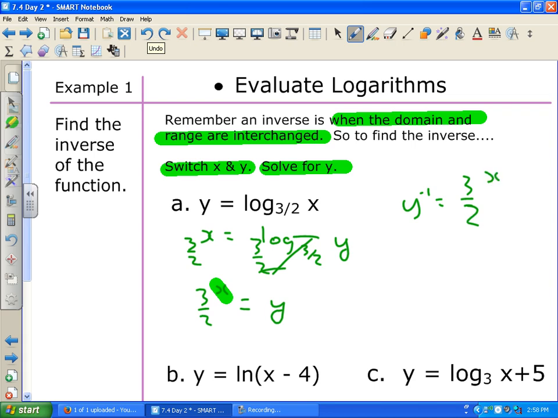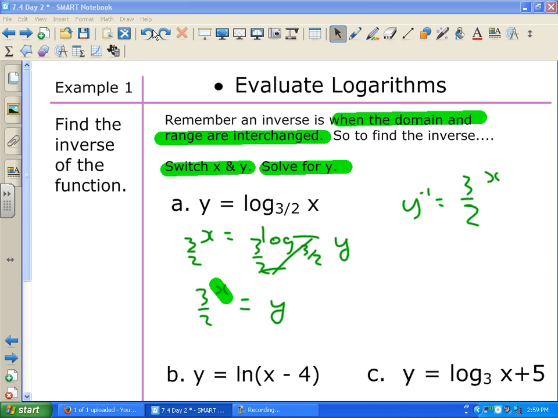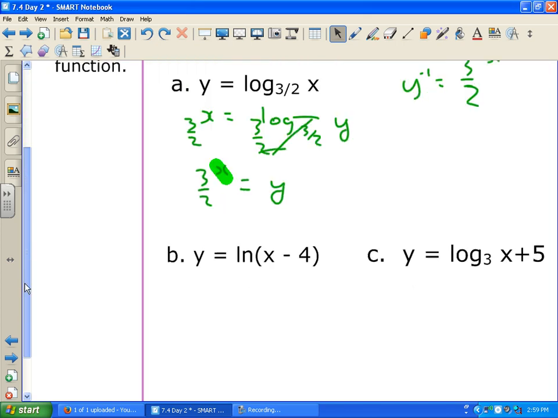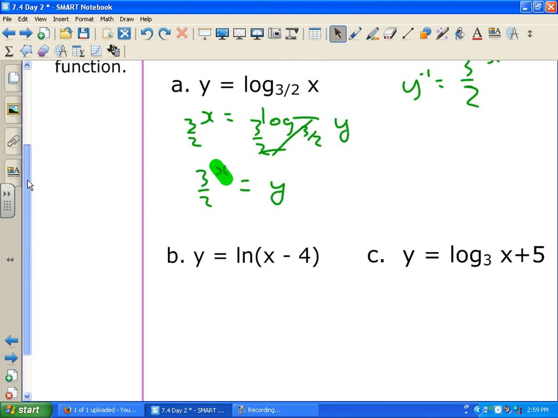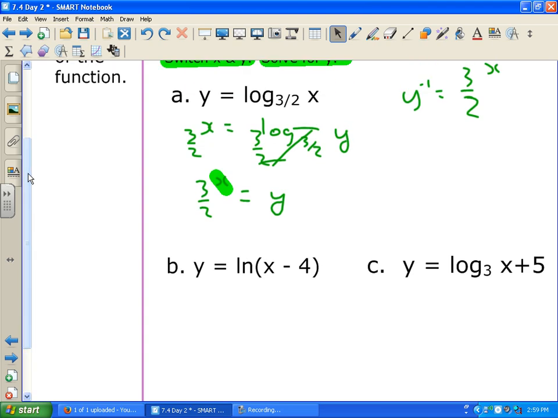3 halves to the x. That's it? That's all we have to do? Yeah, that's it. That's all we have to do. For those that didn't finish copying, there you go. Y equals 3 halves to the x.